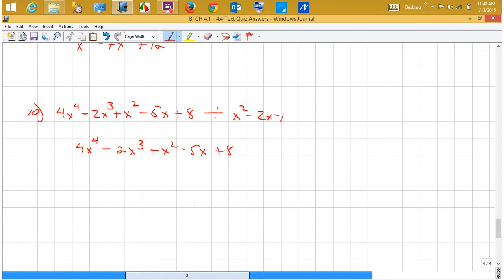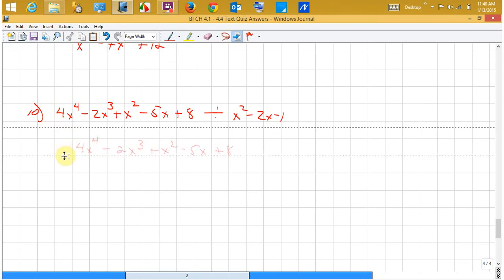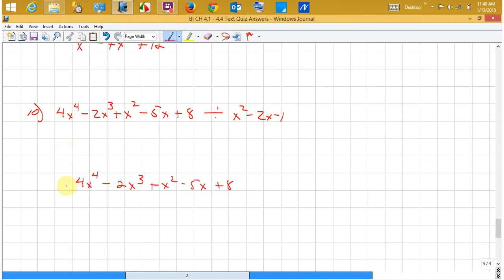And let's give it a little more room. We're going to divide that by x squared minus 2x minus 1. Remember, you would have to leave a 0 space up here if one of these exponents is missing. So anyway, I'm looking for a number that multiplied by x squared gives me 4x to the 4th. That would be 4x squared, so I'm going to put that above the x squared column.